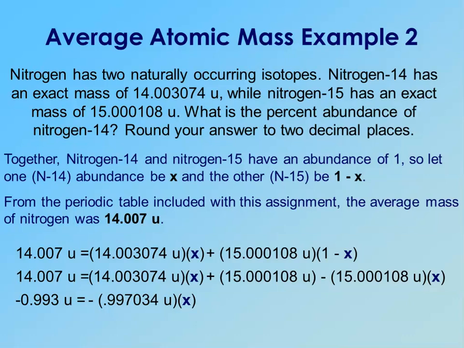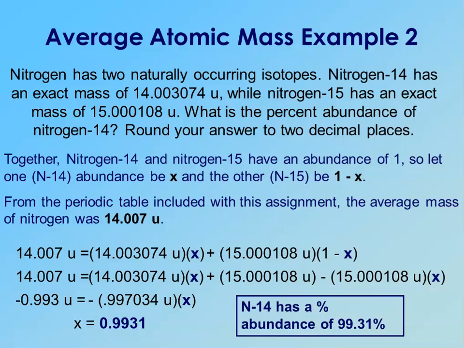You'll notice in the directions I said round your answer to 2 decimal places. I'm not going to get picky about sig figs with these because I know the numbers can be a little bit out of control. So I asked you to round it to 2 decimal places. Go for it with that. So when I divide 0.997034 into 0.993, I get that X is 0.9931. Okay. So with that in mind, if I want to know the percent abundance of nitrogen, this is just the relative abundance of nitrogen, I would multiply it by 100.